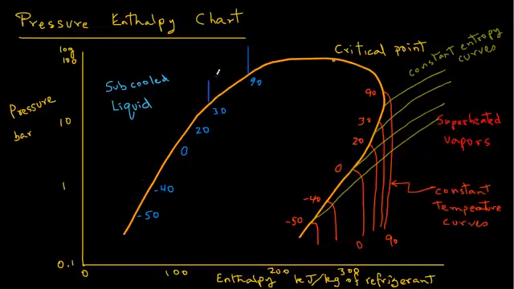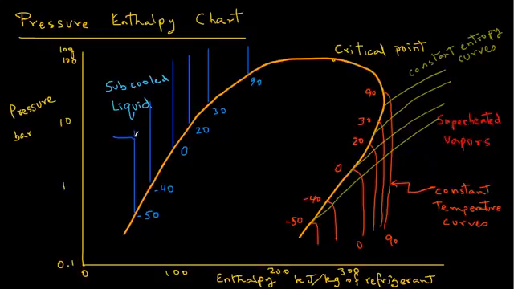On the left hand side, we don't actually see these curves on the pH chart, but we will draw these vertical lines from these various temperature values. So from 90, 30, 20, these are vertical lines, and these are the constant temperature lines in the subcooled region. Now as I said, these lines will not be shown in the pH chart for a refrigerant, but it is understood that vertical lines originating from those temperatures represent constant temperature lines in that region.